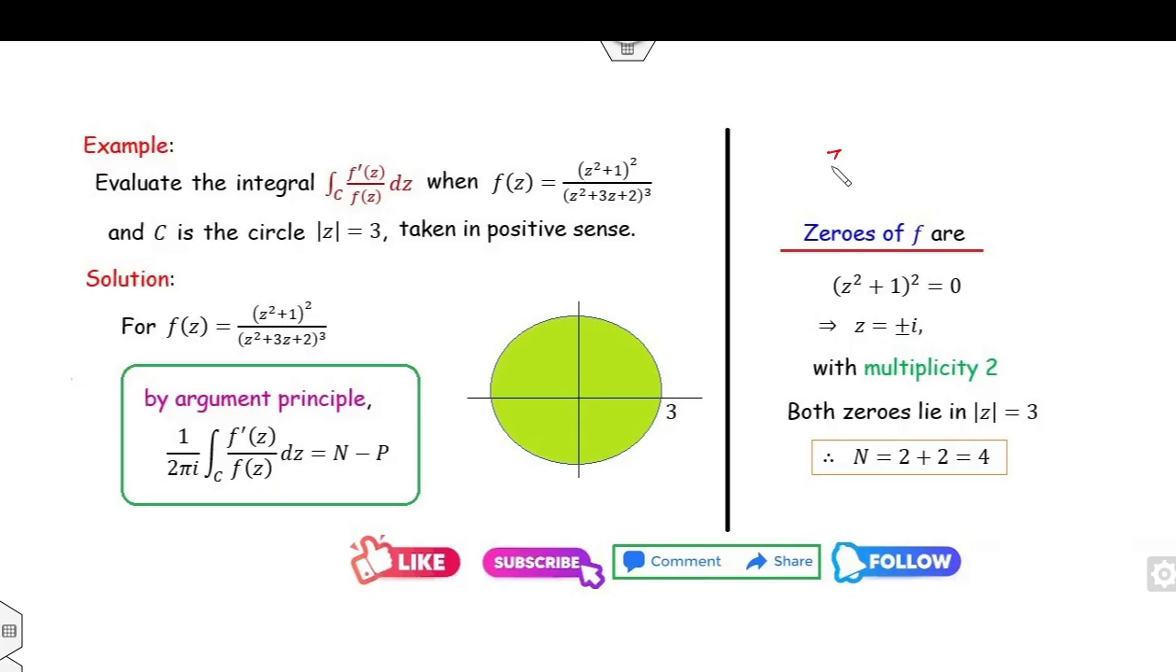Why is it 4? Because the zeros are iota and minus iota, and they have multiplicity 2. So iota, minus iota, iota, minus iota: you have 4 zeros.